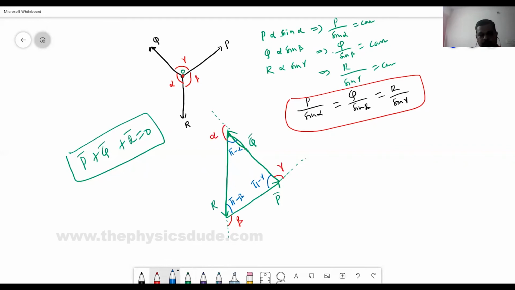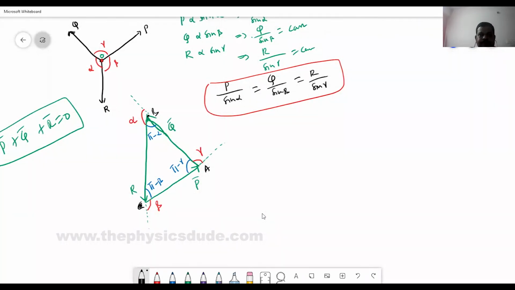Okay. So for our proof, let's take this point as A, this point as B, and this point as C. I'm just applying the sine rule here. What does the sine rule say? Using the sine rule, I'm writing.